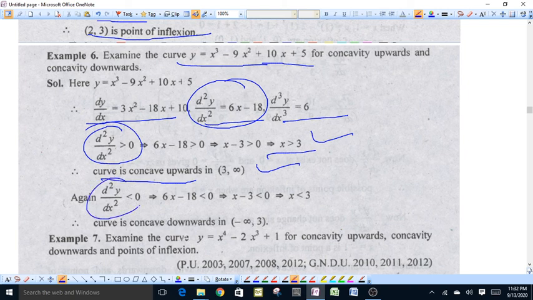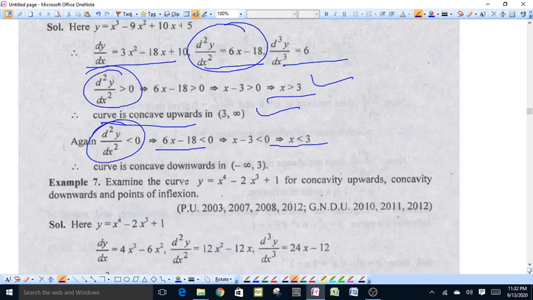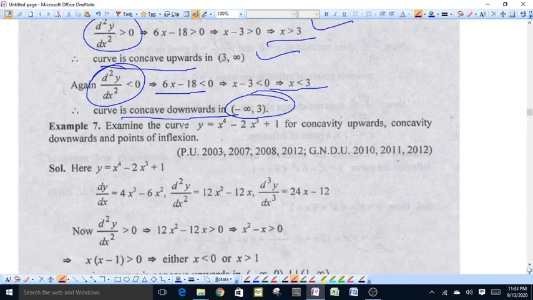Again, the second order derivative is negative when 6x minus 18 is negative. That means x is less than 3. This means the curve is concave downward for all values in the interval minus infinity to 3. Let us examine the curve y is equal to x raised to power 4 minus 2x cube plus 1 for concavity and convexity of the function, and also find the points of inflection.